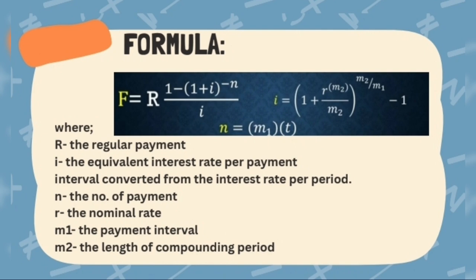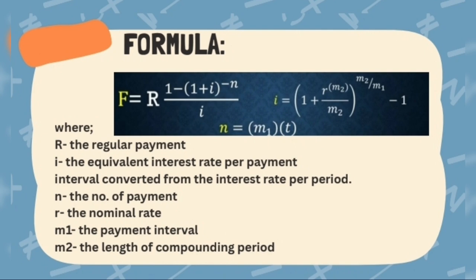So P is equal to R times (1 minus (1 plus i) raised to the power of negative n) over i. Next, n is equal to m sub 1 times t, and the last one is i is equal to (1 plus r over m sub 2) raised to the power of (m sub 2 over m sub 1) minus 1.